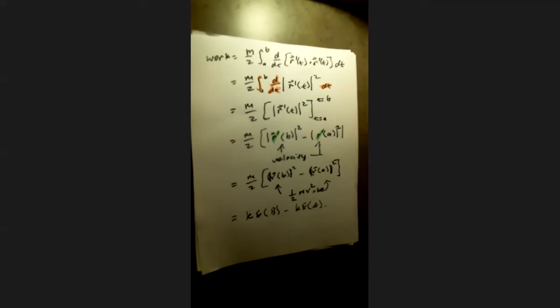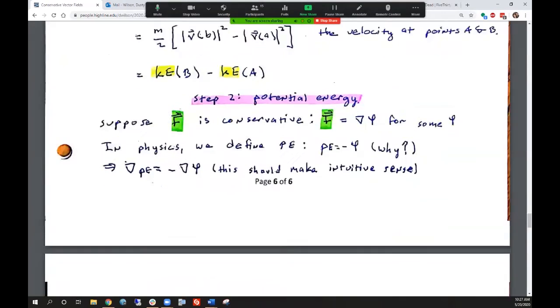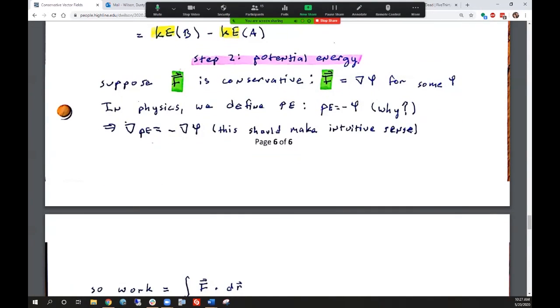Okay, let's do a little bit of background stuff before we dive into the second part of the question. So we want to talk now about potential energy. Suppose that big F is now a conservative field. Before we didn't assume conservative. So if big F is conservative, that means it's a gradient field for some potential function phi. In physics, we define the potential energy to be negative the potential function that we have in calculus. So this one right here is potential energy. This one right here is the potential function.